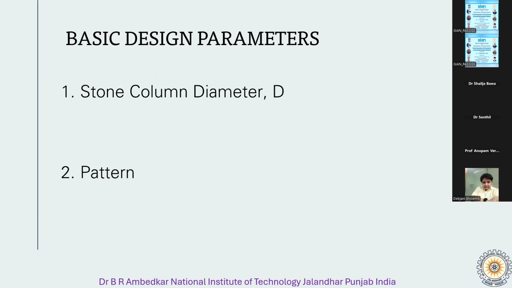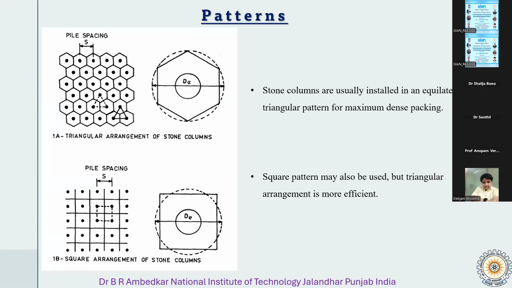Second thing comes the pattern, how these stone columns should be arranged. Stone columns should be installed preferably in an equilateral triangle pattern. In the first figure you can see the spacing S, and this pattern is known as the equilateral triangular pattern, which gives the most dense packing. Otherwise, we can use the square pattern also. So the typical layout is an equilateral triangle pattern. Here you can see both types of patterns, and you can note how the spacing S is there in both the patterns.